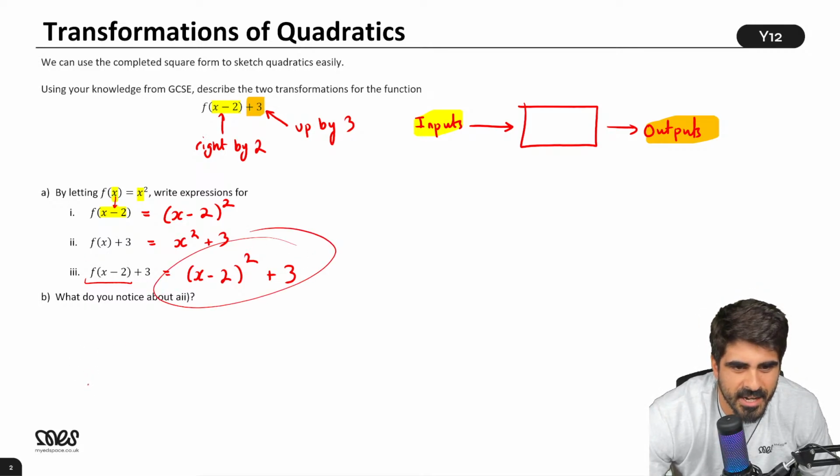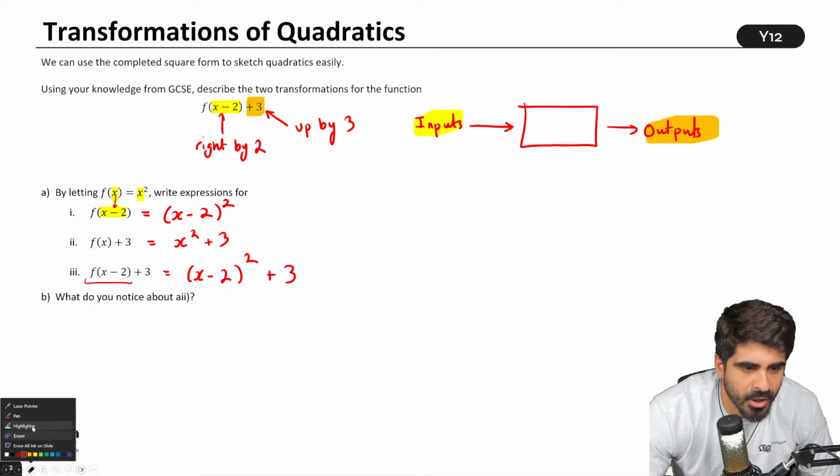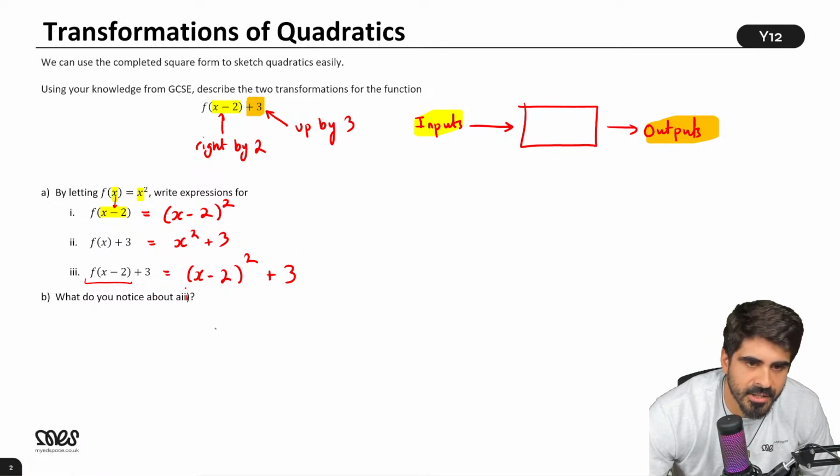Also, that should say A-I-I-I. That should say A-I-I-I.